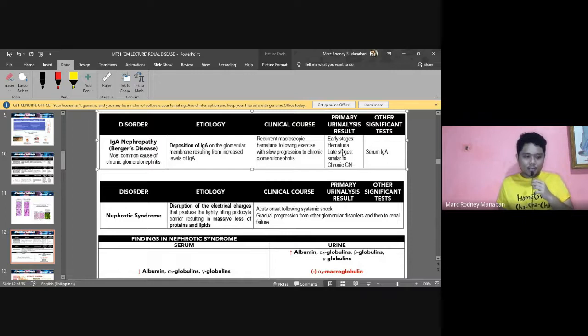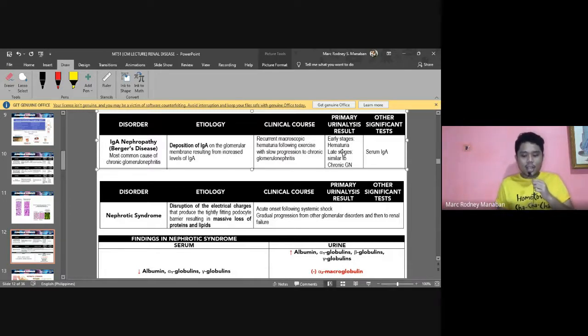And because of that, the shield of negativity is damaged, all right? Because of that, there is massive loss of proteins and lipids, which are supposedly not filtered out. These substances could be large, and aside from that, their charges should repel them from the shield of negativity. But because the electrical charges and the podocytes in your glomerulus have been damaged, of course, these substances will appear in your urine, okay?